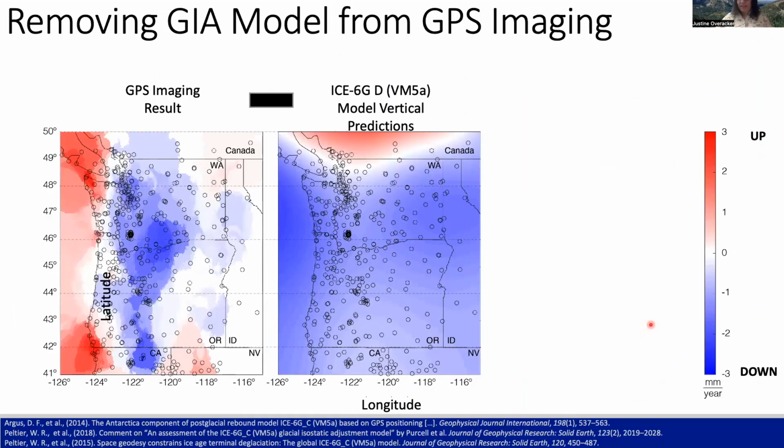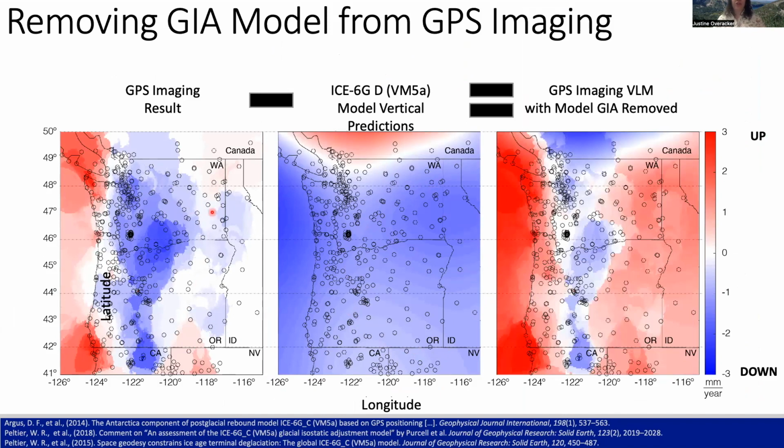But before we can look at signals for the Cascades, we have to correct this region for GIA. We do the correction the same way, using Peltier's ICE-6G_D model. This gets subtracted from our GPS imaging results here. It shows that the subsidence feature, although at a lesser rate, is still concentrated along the Cascade arc, but the surrounding region is now showing uplift, clearly contrasting that subsidence signal.